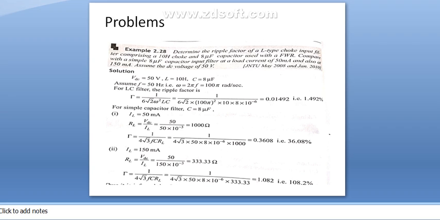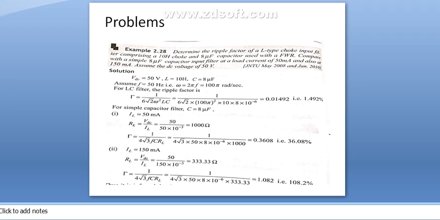Here omega equal to 2 pi f, that is equal to 100 pi radians per second. For LC filter, the ripple factor is 1 by 6 root 2 omega square LC, and substitute these values, then we get 1.49%. For simple capacitor filter, C equal to 8 microfarads and IL equal to 50 milliamperes, RL equal to VDC by IL, and the ripple factor becomes 1 by 4 root 3 FCRL, then it becomes 36.08%. In the second case, if IL is 150 milliamperes, so substitute these values in the ripple factor formula, then we get 108.2%.